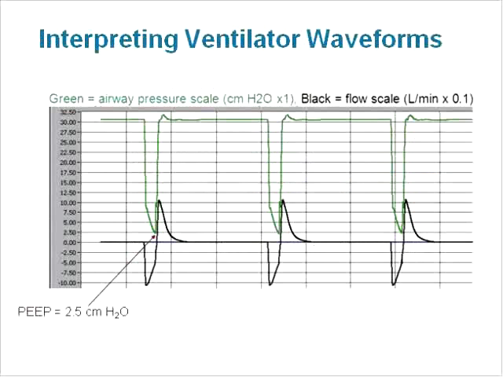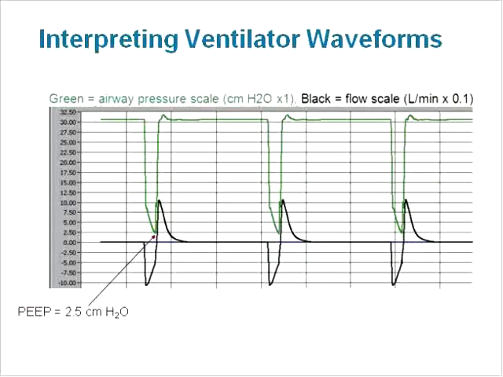This slide shows pressure and flow waveforms on a lung simulator using auto-release set at 50% of peak expiratory flow. The green waveform is pressure and the black is flow. We know that auto-PEEP is occurring because expiratory flow is interrupted by the start of each breath. The question is, how much auto-PEEP is there?